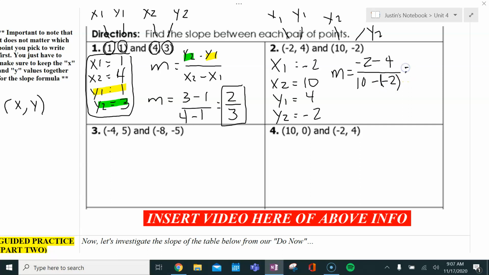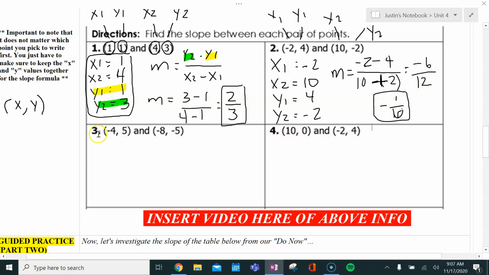Now when I do the math at the top, I get -2 minus 4, which becomes -6, over 10 minus -2. When we have two negatives together like this, it just becomes a positive, so we add them together to get 12. The last thing we want to do is simplify. Always simplify. So -6 over 12 ends up being -1/2, which is our slope for number 2.